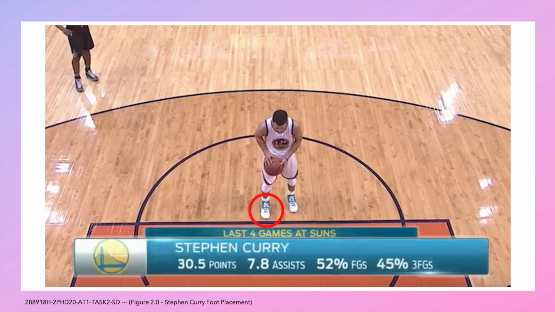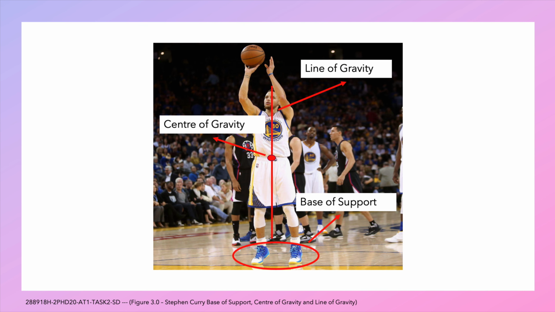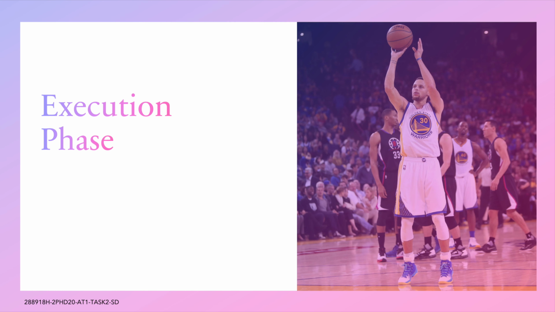Curry making his feet shoulder width apart makes his base of support large, and a larger base of support improves his chances to remain balanced, allowing for a greater production of velocity to be achieved. The center of gravity is a hypothetical point around which the force of gravity appears to act. It is shown that Curry's center of gravity lies directly above the base of support, running through the middle of his body.